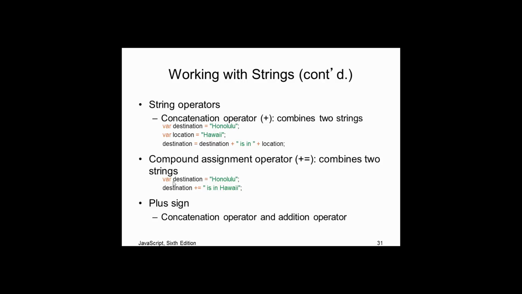You can kind of see here, var destination equals Honolulu. Destination plus equals is in Hawaii. So then destination would say Honolulu is in Hawaii.